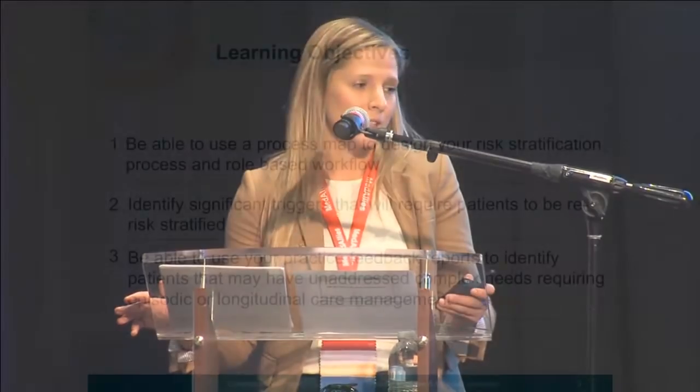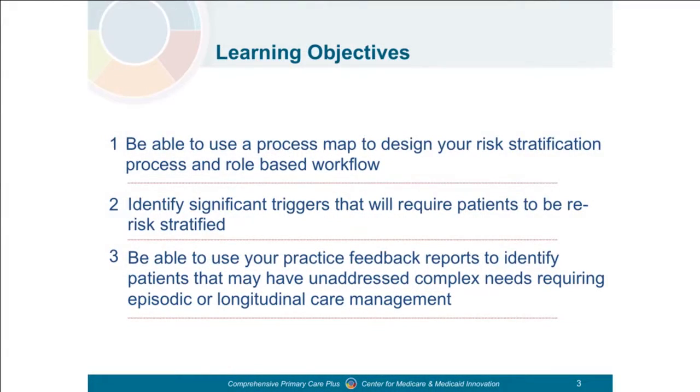So this workshop is designed to help your practice improve and refine your risk stratification and empanelment processes this year in 3 different ways. First off, being able to use a process map to design your risk stratification process and role-based workflows. And identifying and recognizing those significant triggers that are used to reevaluate patients' risk scores, as well as being able to use your practice feedback reports and your payer reports to identify patients that may have unaddressed complex needs requiring additional episodic or longitudinal care management.